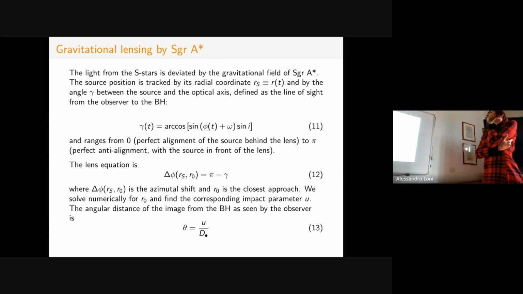Then the light from these stars is deviated by the gravitational field of the black hole. We indicate with r_s the radial position, and with gamma the angle between the source and the optical axis, so the line of sight from the observer to the black hole. The value of gamma goes from 0, which represents the perfect alignment of the source behind the lens, so behind the black hole, to pi, which is the anti-alignment when we have the source in front of the lens. We rewrite the lens equation in these terms, where delta phi is the azimuthal shift, and r0 is the closest approach. And we solve numerically for r0 in order to find the impact parameter u, and we use the impact parameter to recompute finally theta, which is the real position of the image.